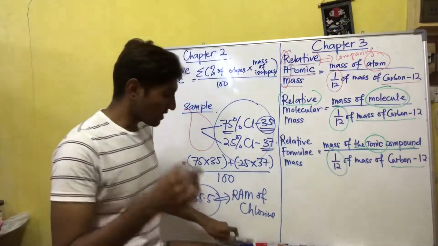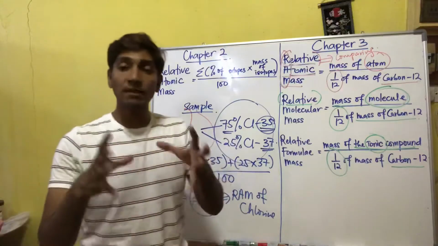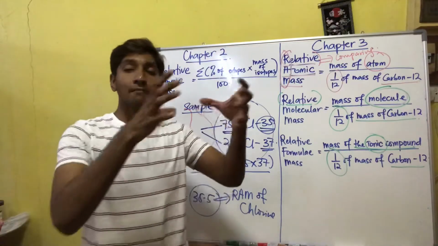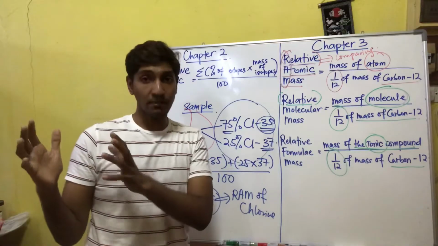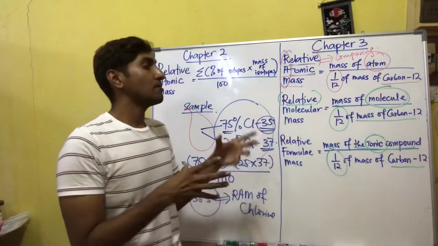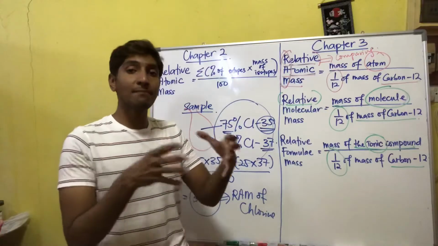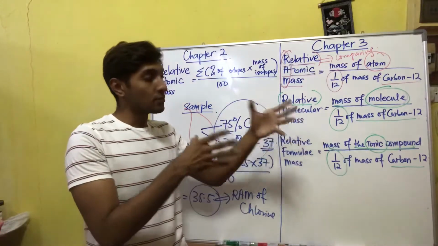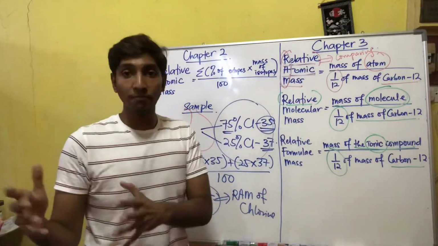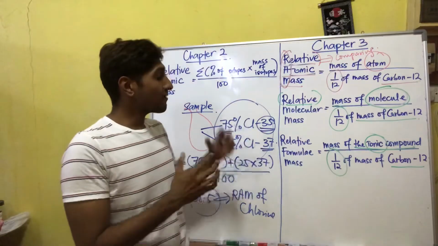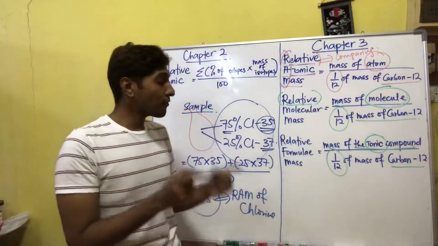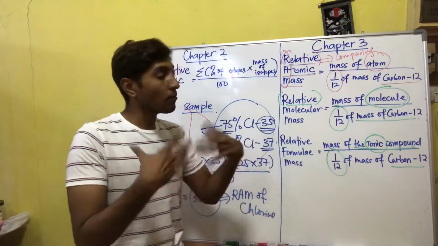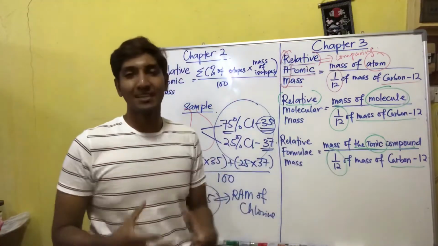So let us recap. Relative atomic mass is when you compare the mass of an atom to 1 out of the 12 parts in carbon-12. Relative molecular mass is when you are comparing the mass of a molecule to 1 part out of 12 parts of carbon-12. And relative formula mass is when you're comparing the mass of the ionic compound to one part out of 12 parts of a carbon atom.